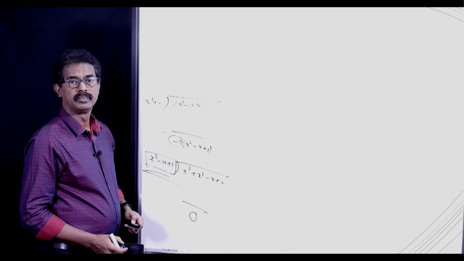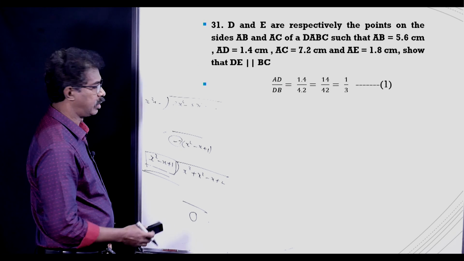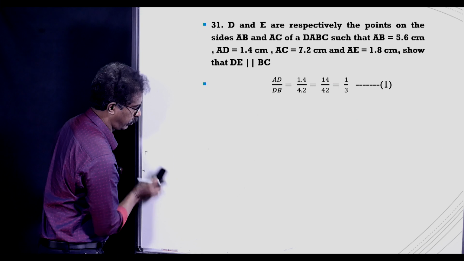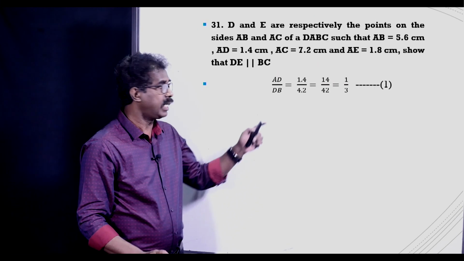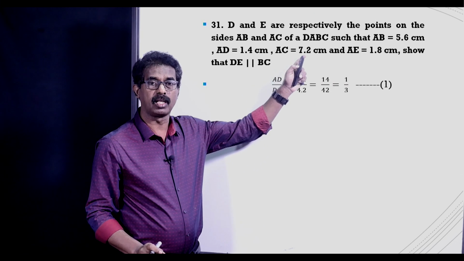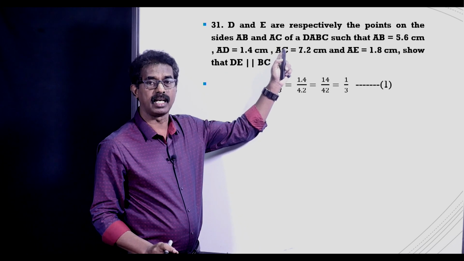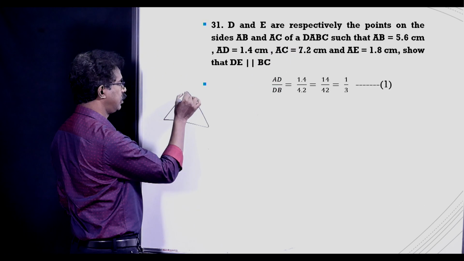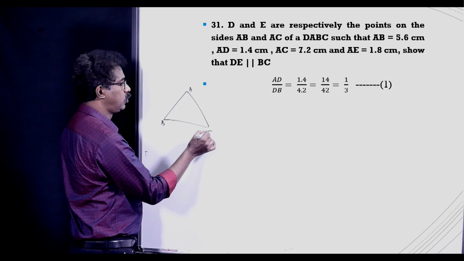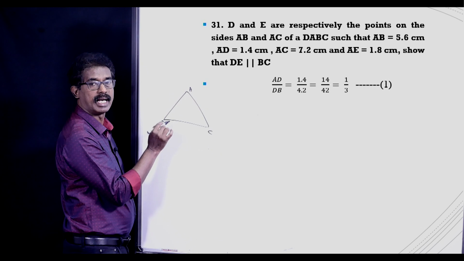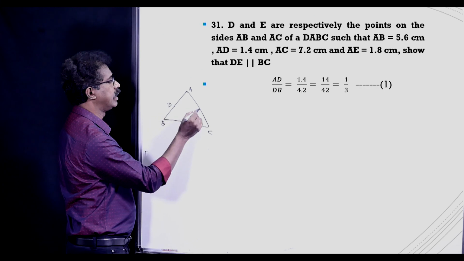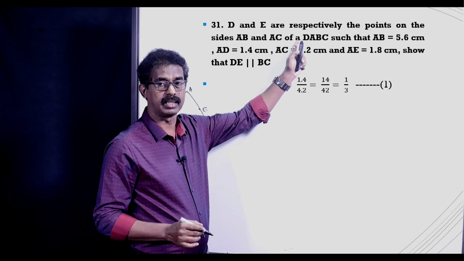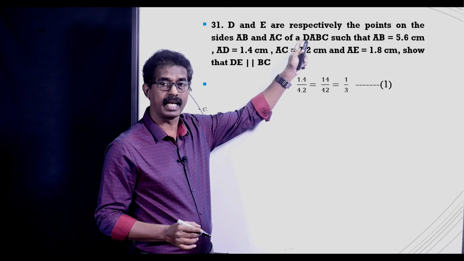Okay, now go for the next question, question number 31. D and E are respectively the points on AB and AC of triangle ABC. A triangle ABC is given. Two points are given, D and E. D and E are two points of the triangle. Okay, it's not DABC, it is triangle ABC.